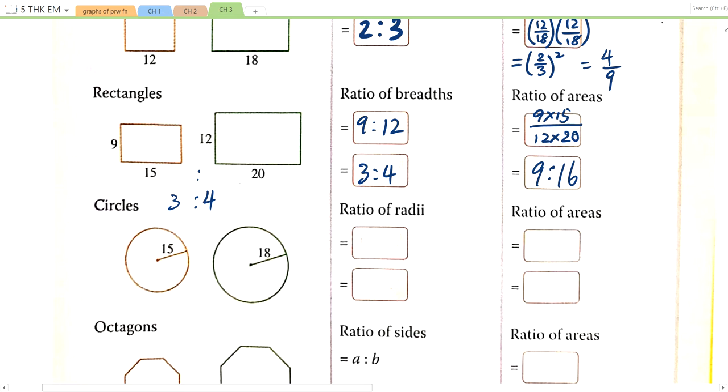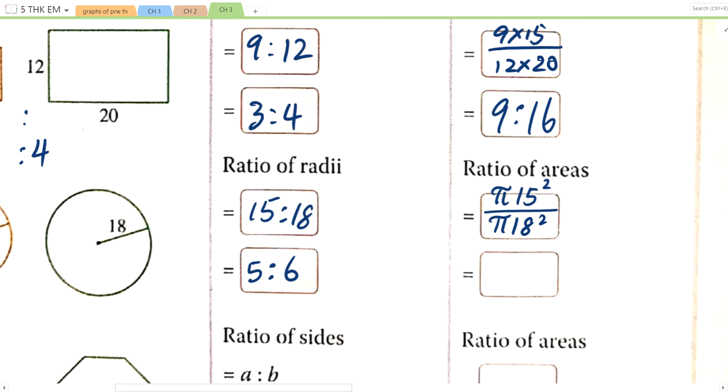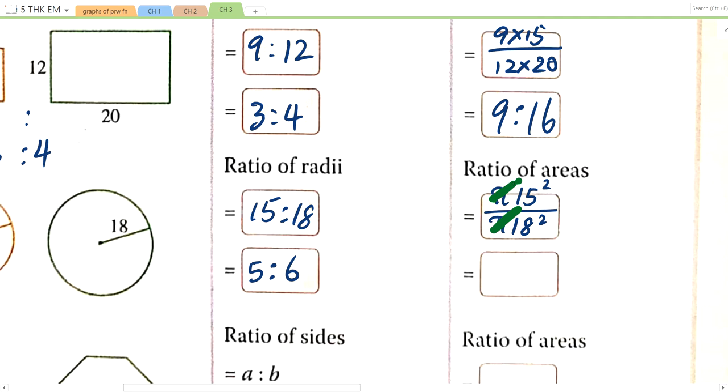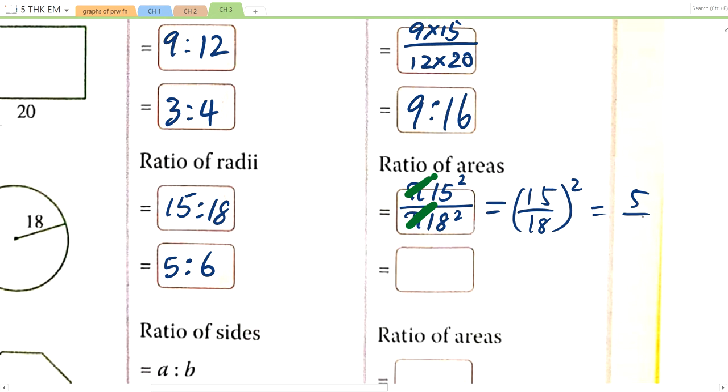Ratio of the radius, 15 to 18. That gives me 5:6. What about the ratio of area? It should be pi r squared. Pi times 15 squared divided by pi times 18 squared. This one is clearer, because all we need to do is cancel pi and pi. Then I'm left with 15 over 18 squared, which is 5 over 6 squared, which is 25 to 36.